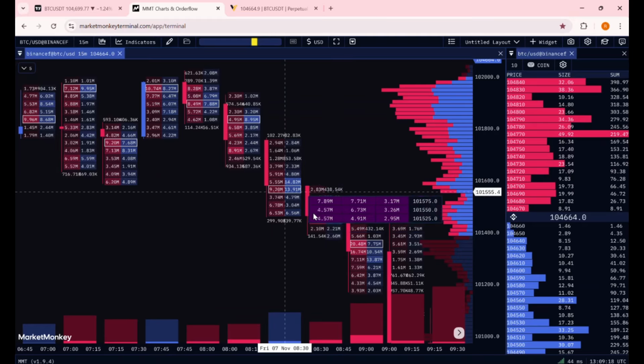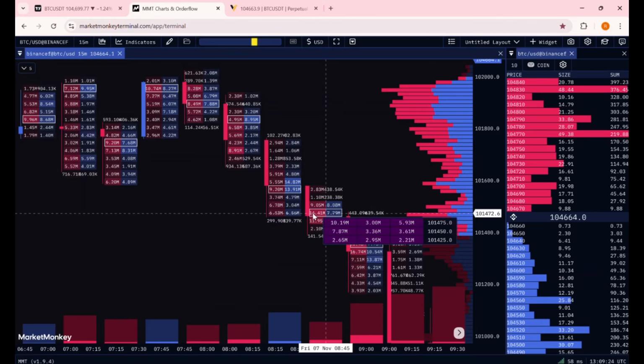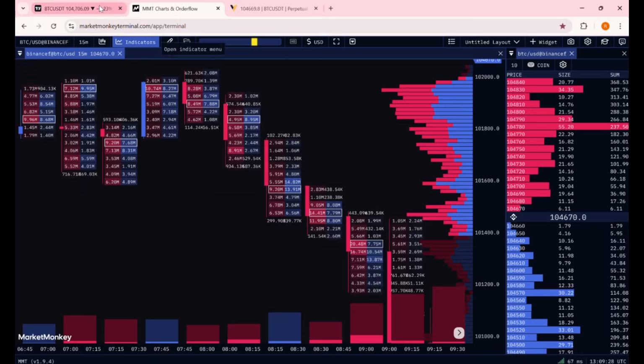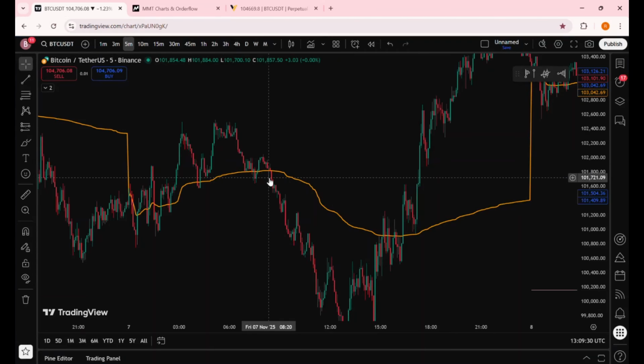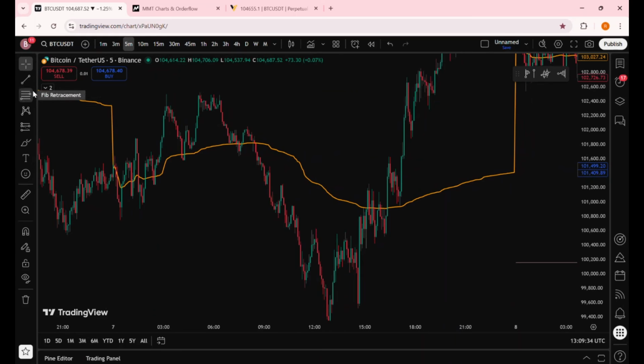Why? Because you got this box here showing us a huge amount of shorts overpowering the longs. So that would have been this entry here, which is a safe entry. And getting these entries is quite crucial.